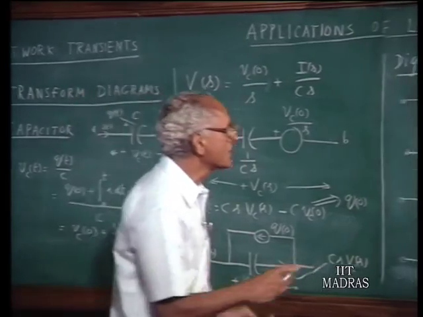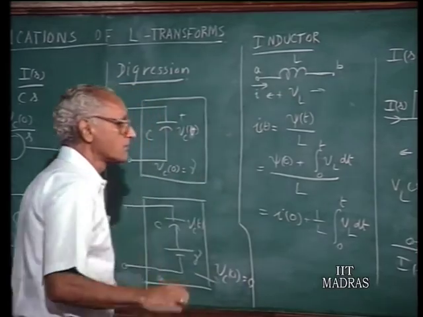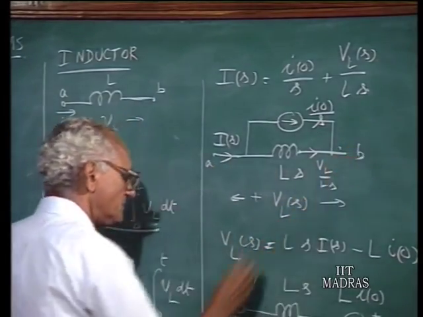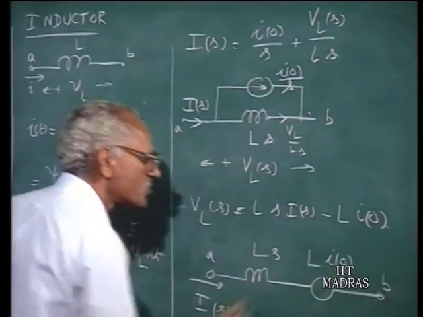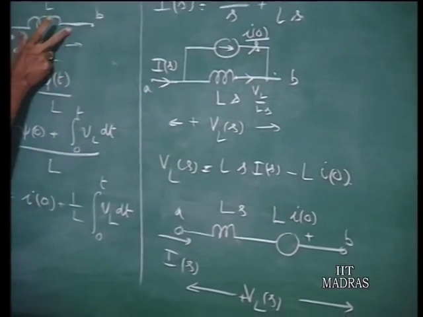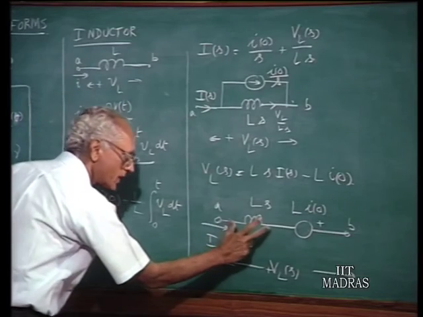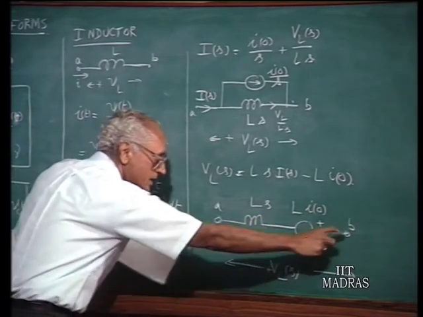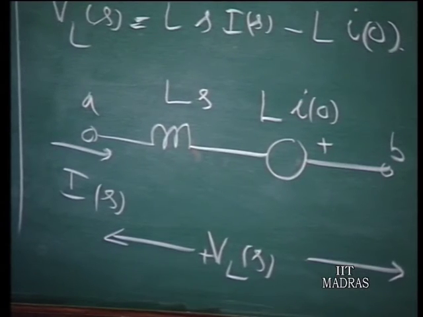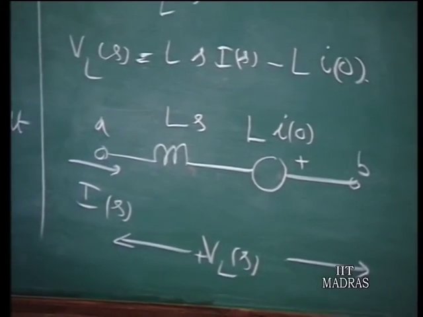Another comment here is that if you have A and B as the terminals of the inductor, here also these must be the terminals of the inductor, A and B. You should not think that these are the two terminals of the inductor in the transform diagram. It is the entire branch, including the voltage source, which stands for the inductor in the transform diagram. Now, a few comments about what we have done so far.